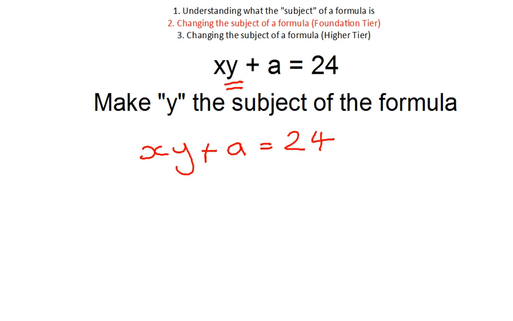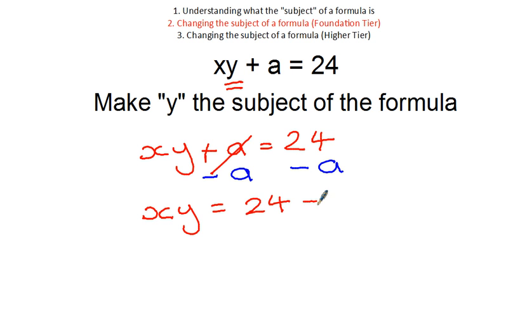We should know that to get rid of plus a, we take away a, and I take away a from this side as well. And then when you're doing these, it's a really good habit to get into to rewrite out the equation after every single step. So these have cancelled, so I'm left with xy, and that's equal to 24 take away a. So we're getting there. Now we just need y on its own.